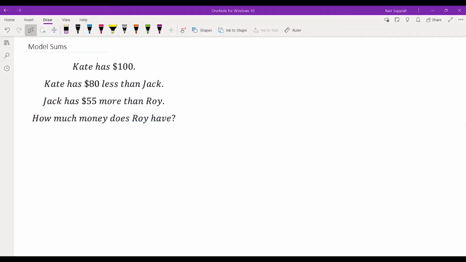Hi, let's look at this question here. We are told that Kate has $100. Kate has $80 less than Jack. Jack has $55 more than Roy. How much money does Roy have?